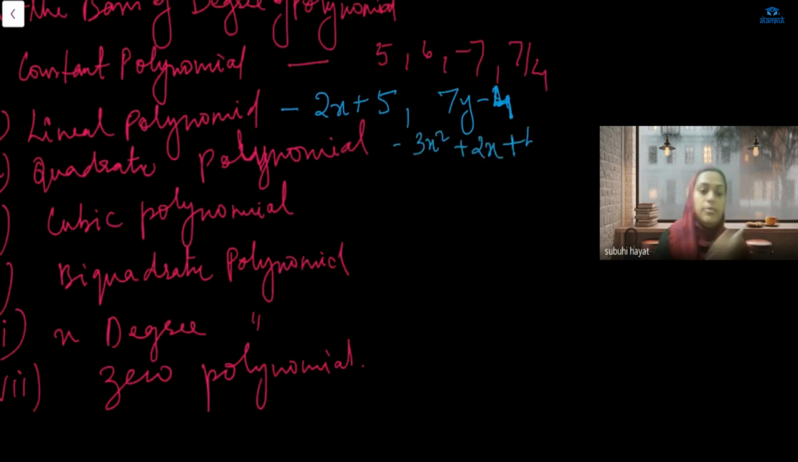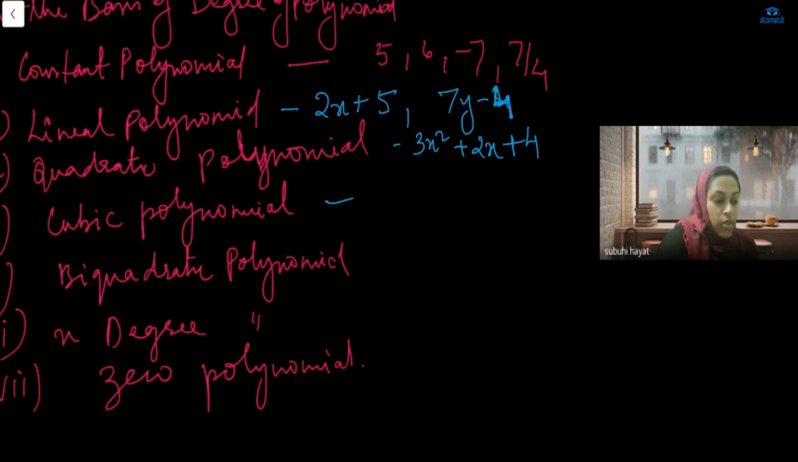Okay, so this is a quadratic polynomial. Understood? Now a cubic polynomial. Cubic polynomial means a polynomial whose degree is 3. Quadratic means 2, linear means 1, and cubic means 3.